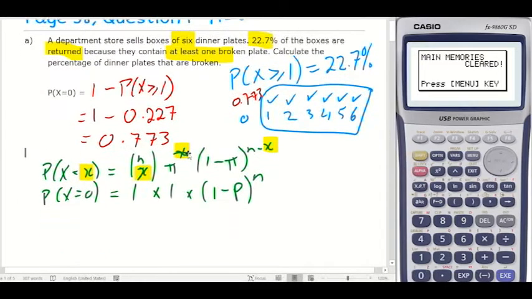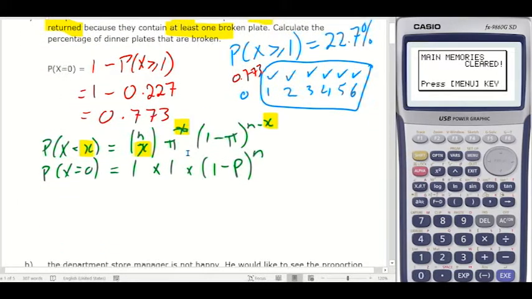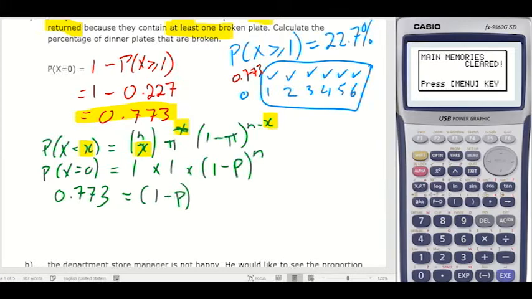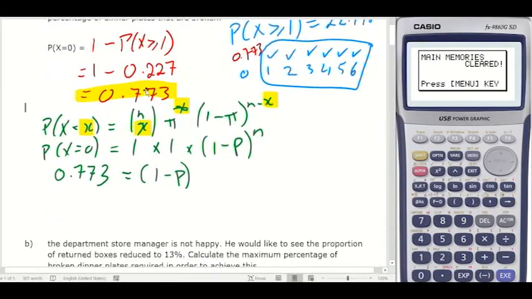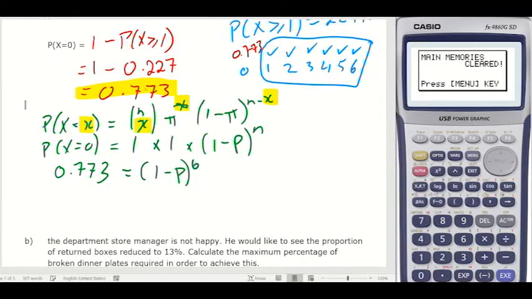So that's where I'm at now, and what I'm going to do is substitute into that formula. So my probability of 0, I found that before. Here's my probability of 0, so that is 0.773. 1 times 1 is 1, so I'm going to get 1 minus p, and n, the number of plates in a box that we were told, n is 6. So I put the 6 in place of the n.